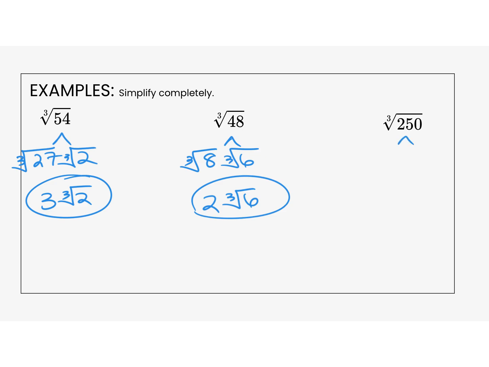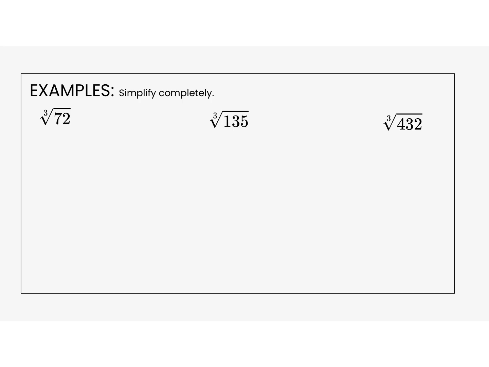250 would be 125 times 2. So that's the cube root of 125 times the cube root of 2. The cube root of 125 is 5. So I have 5 cube root 2. We'll do a few more together. 72 is 8 times 9. So cube root of 8 times the cube root of 9.